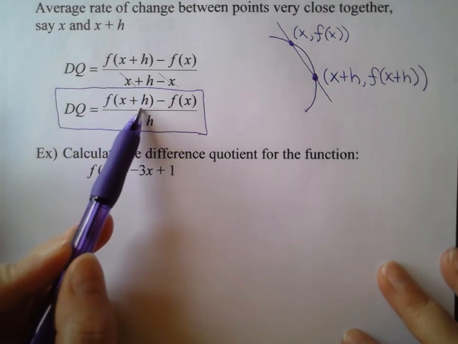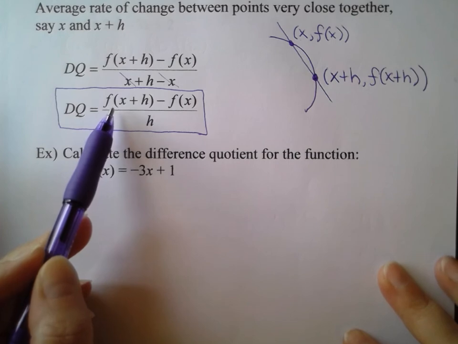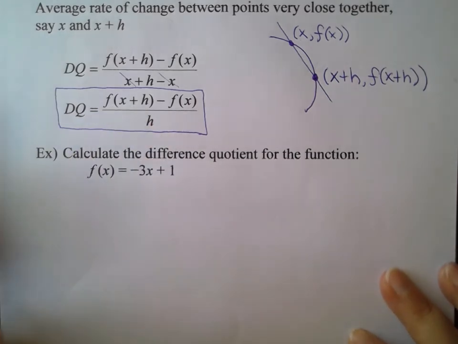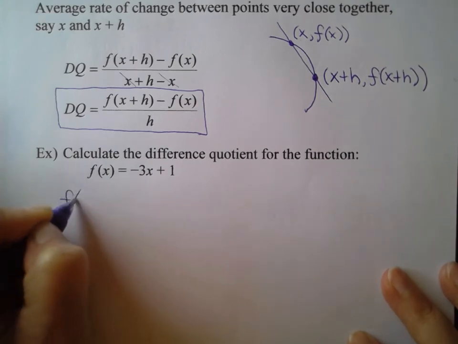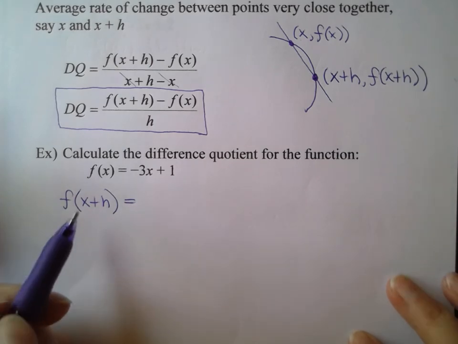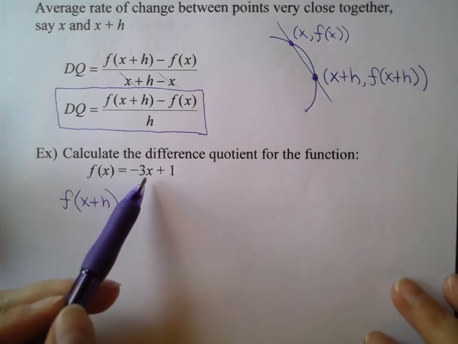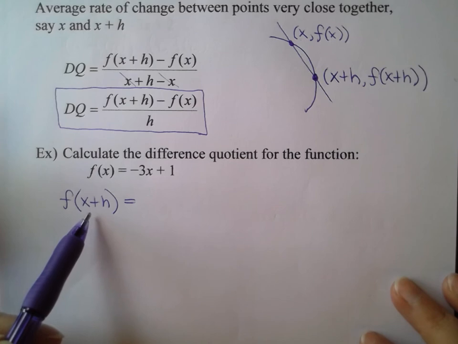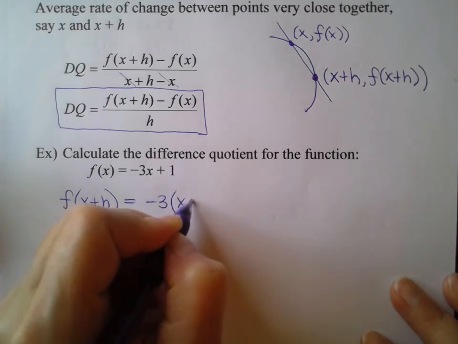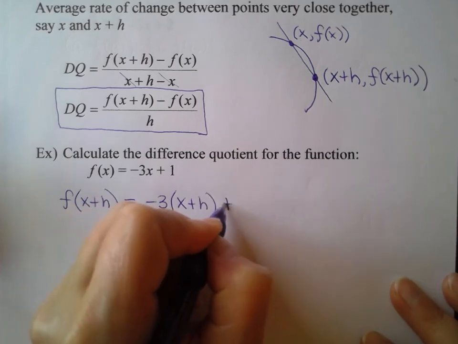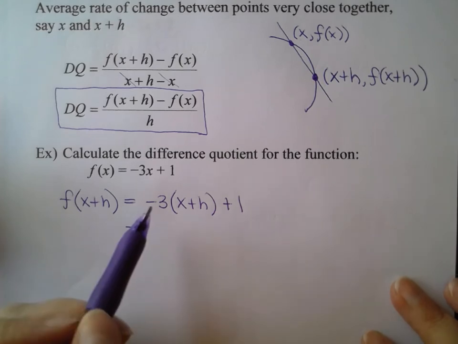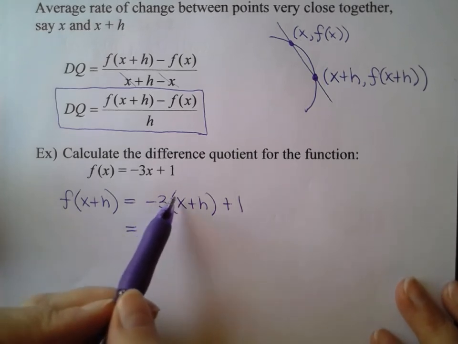And this is like a substitution. It's like a composition where we're substituting in the x plus h. So let's do that. So everywhere where there's an x in my function, I'm going to remove the x and replace it with x plus h. And we might as well go ahead and make it look as simple as possible by distributing our -3.